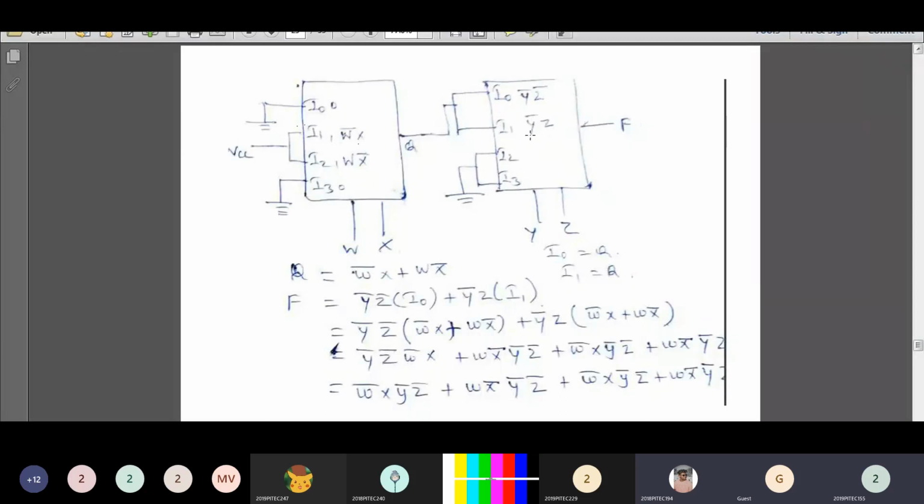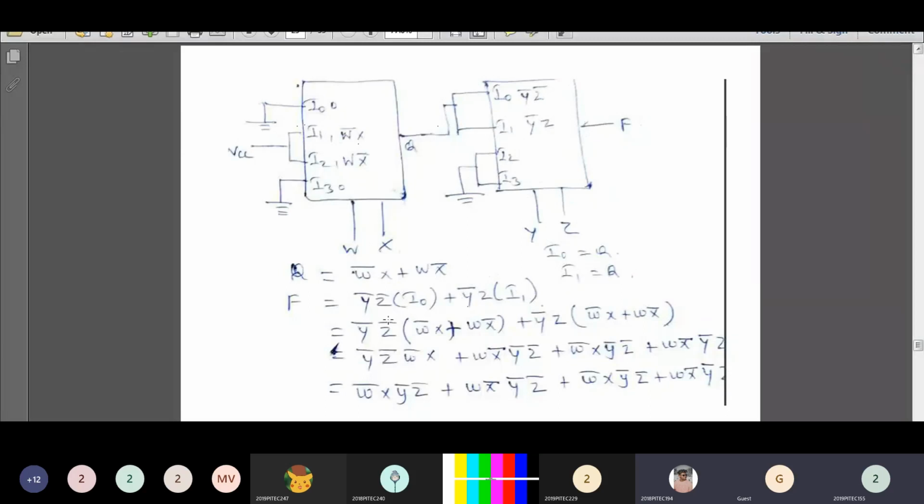First you have to find out when I0 is selected and when I1 is selected at the output. When your selection input is y dash z dash, that is 0 0, that represents the min term y dash z dash, so that should be multiplied with the I0. So you have to write the expression as F is equal to y dash z dash into I0 plus y dash z, that is the second one, y dash z into I1. Now you have to substitute the I0 and I1 values, which are equal to Q only.